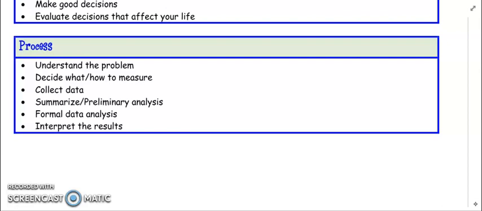Okay, so this was categorical data. This was us being able to understand our pie charts and our bar graphs.